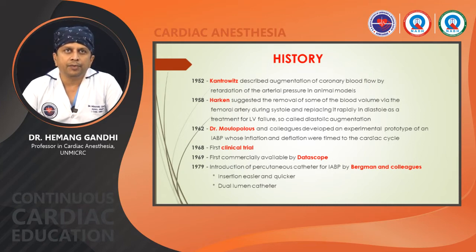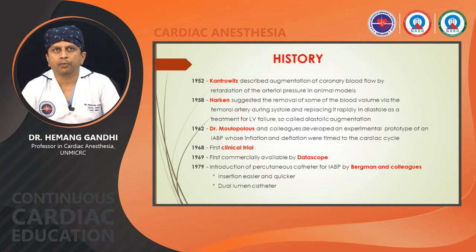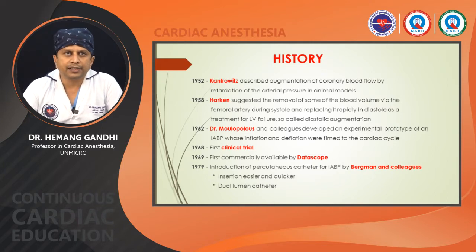In 1952, Kantrowitz described the augmentation of coronary blood flow by retardation of arterial pressure in animal models. After 6 years, Harken suggested the removal of some part of the blood volume via the femoral artery during systole and replacing the same volume rapidly in diastole for the treatment of left ventricular failure. This is called diastolic augmentation.